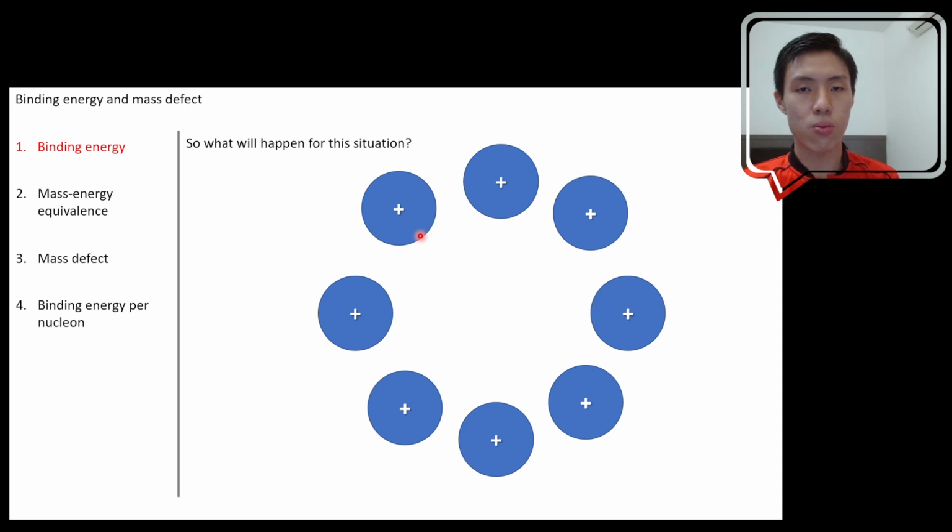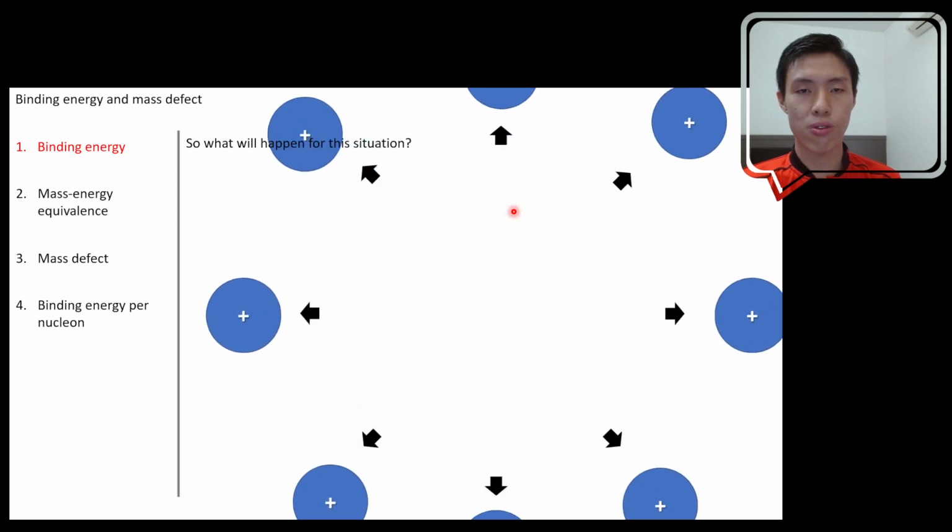So if we try to draw the forces experienced by each of these positive charges here, the forces should point away from each other. So we can expect that these are the repulsion forces experienced by this positive charge, and they will all try to move away from each other. So we say that repulsion will occur if they are all positive charges.